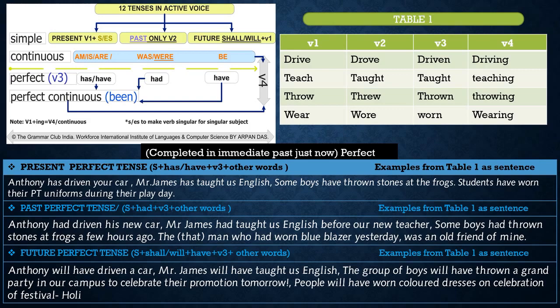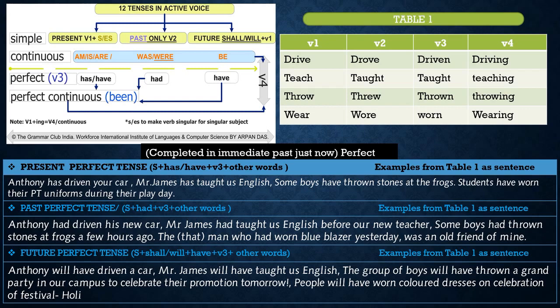Past perfect tense. Structure is subject plus had plus V3 plus other words. Examples from table 1 as sentence. Anthony had driven his new car. Mr. James had taught us English before our new teacher. Some boys had thrown stones at frogs a few hours ago. The man who had worn blue blazer yesterday was an old friend of mine.